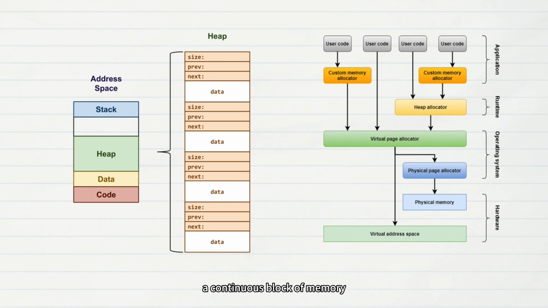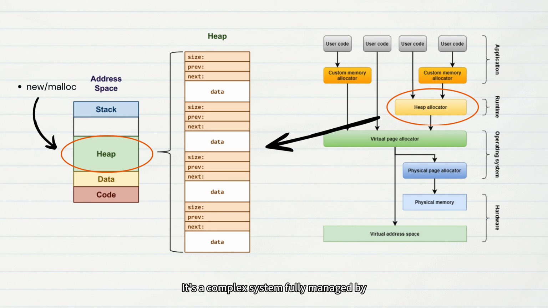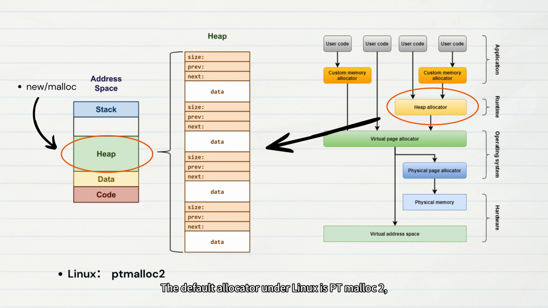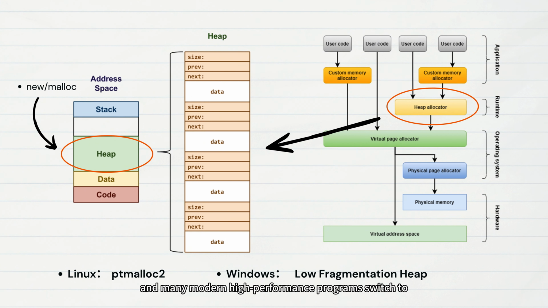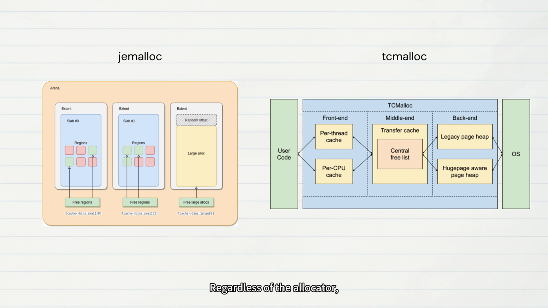We've always thought of the heap as a continuous block of memory extending from low addresses to high addresses, so we assume that memory allocated by malloc or new comes from this contiguous heap space. In reality, the heap is not a single, well-organized, contiguous block of memory at all. It's a complex system fully managed by the user space memory allocator. The default allocator under Linux is ptmalloc2, which comes with the glibc library. Windows has its own low fragmentation heap, and many modern high-performance programs switch to jemalloc or tcmalloc to improve allocation efficiency. Regardless of the allocator, internally they maintain extremely complex data structures to manage memory allocation and deallocation, far from the simple idea of just find an empty spot.